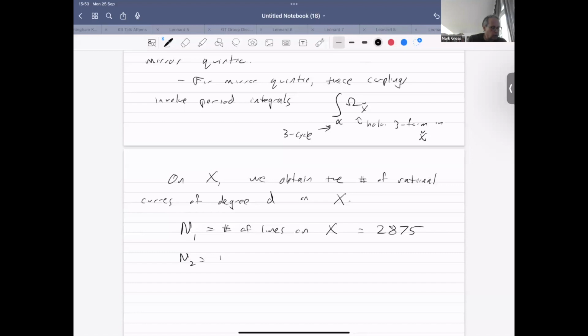N2 is the number of conics on X, and the answer is 609,250. And N3 is the number of twisted cubics on X. I'm not going to keep on writing these numbers, but just to give some feeling for the fact that they get complicated and big quickly.